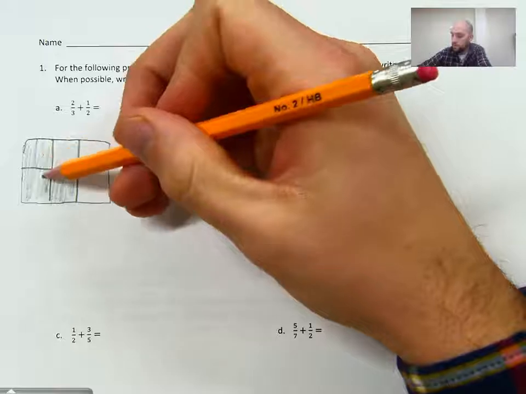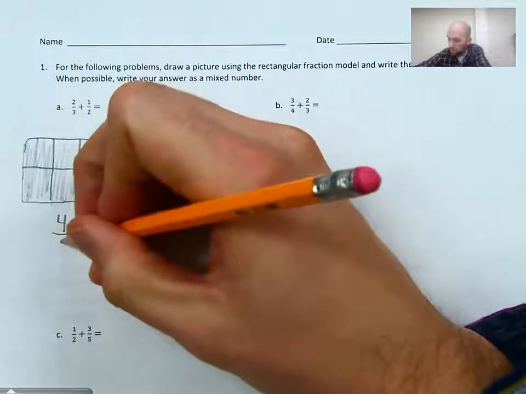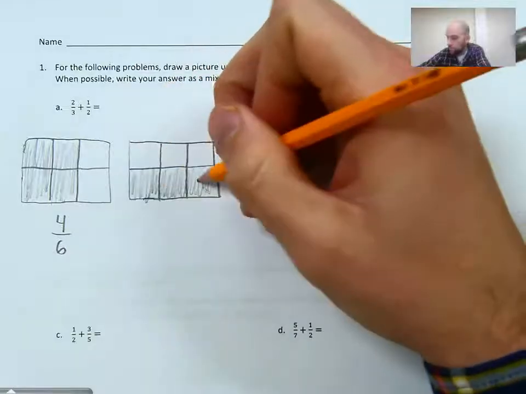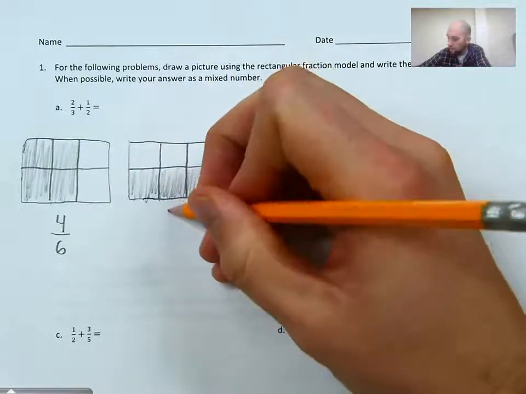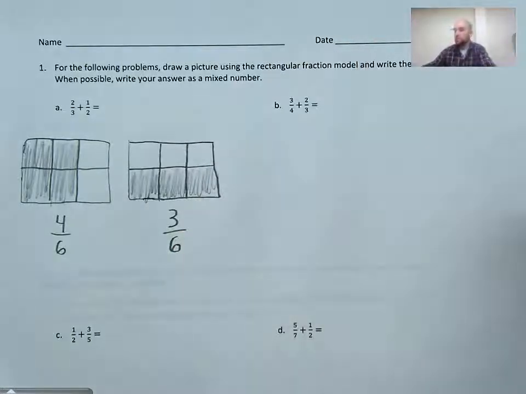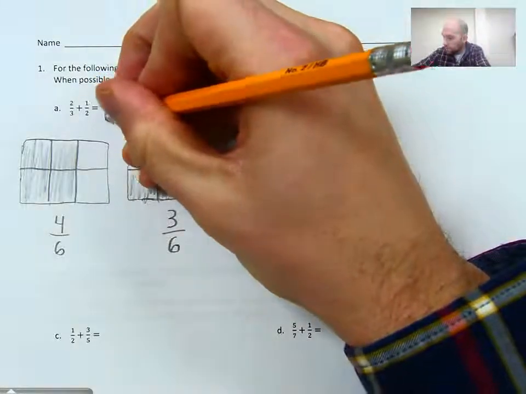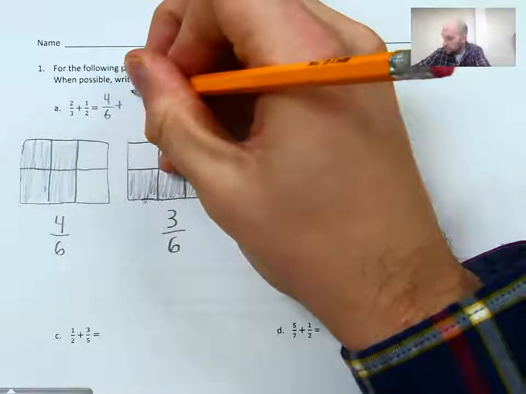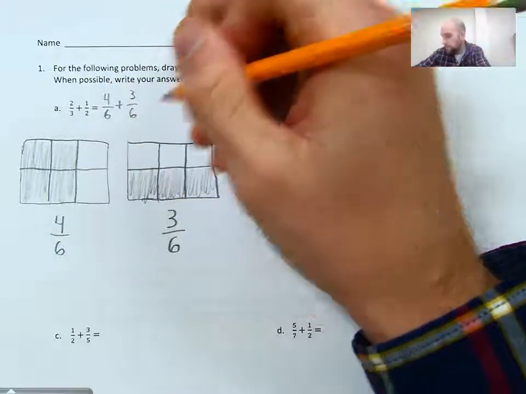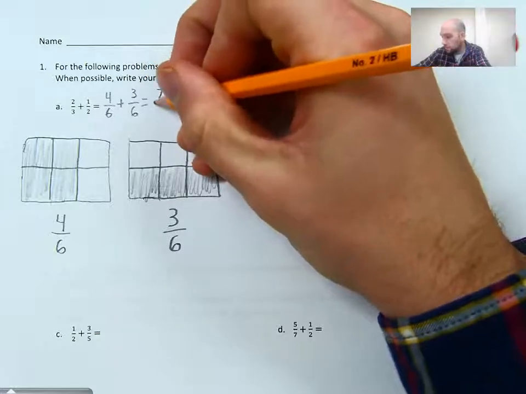We have 1, 2, 3, 4 sixths here. We have 1, 2, 3 sixths in our rectangle on the right. 4 sixths is the same as 2/3, and 3 sixths is the same as 1/2. Those fractions are equivalent. So we have 4 sixths plus 3 sixths. And we're going to get 4 plus 3 is 7 sixths.